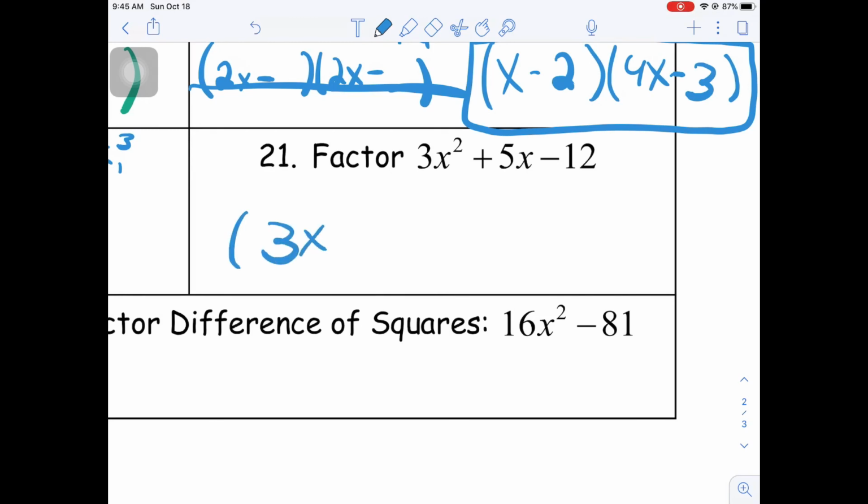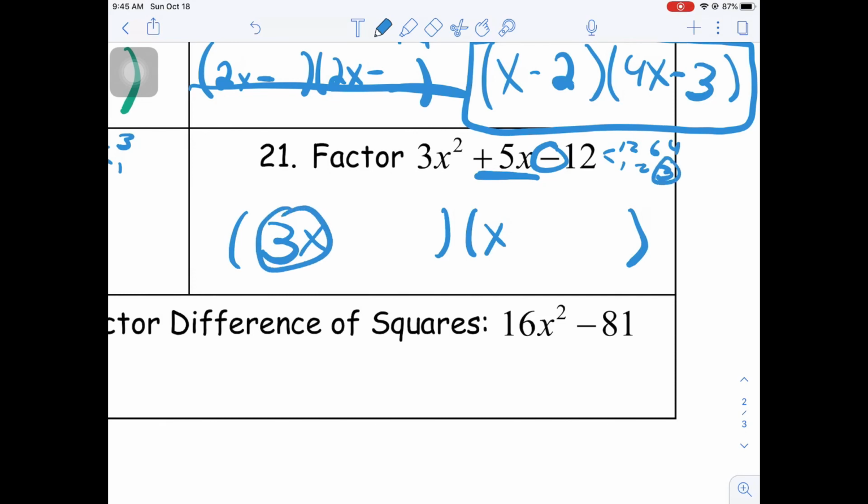Prime number in the front, so 3x and x, that's great. 12 in the back, so 1, 12, 2, 6, 3, and 4. We need positive 5 here. One's positive, one's negative because of the negative here. Okay, so we need positive 5, let's think. I like 3 and 3 would give us 9. So 3 and 3, that's where I'm kind of leaning right now. So if we did positive 9 and then we subtracted off 4, right, that would give us that 5x in the middle.